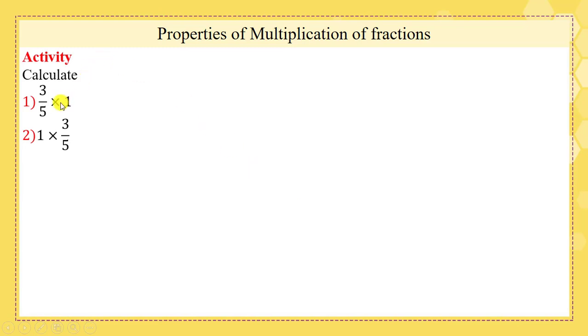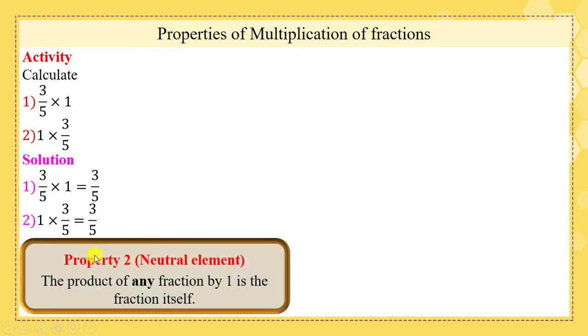Activity: calculate 3 over 5 times 1, and 1 times 3 over 5. Please pause this video and try to solve this activity. 3 over 5 times 1 equals 3 over 5. 1 times 3 over 5 equals 3 over 5. Property 2, neutral element. The product of any fraction by 1 is the fraction itself.